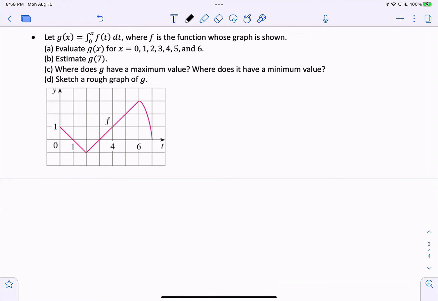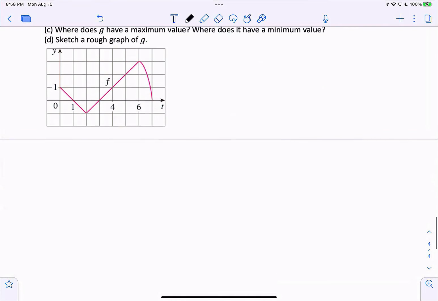I said in an earlier video we were going to spend some time understanding g of x as defined in the first fundamental theorem of calculus and used in the second fundamental theorem of calculus. Here we have g of x is equal to the integral from 0 to x, so a is identified as 0, of f of t dt, where f is the function whose graph is shown. Evaluate g of x for x equals 0, 1, 2, 3, 4, 5, and 6.